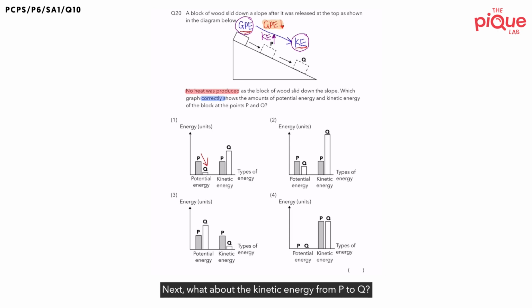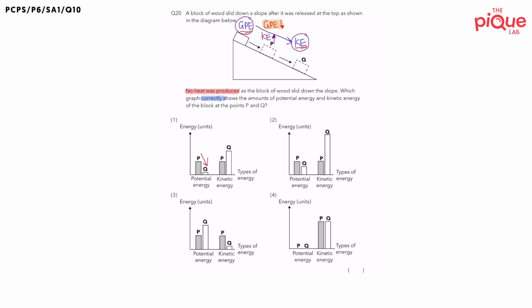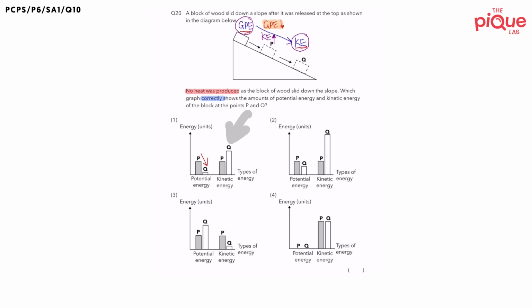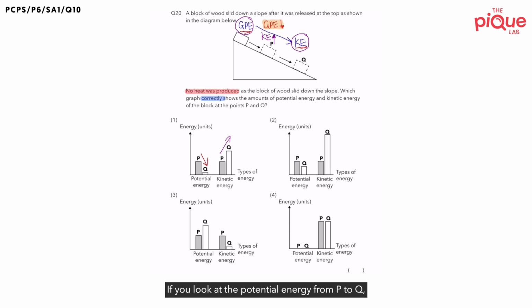Next, what about the kinetic energy from P to Q? This time, what happened to the kinetic energy? We can see the kinetic energy increased. So, let me write that out. Which means, is this possible? Yes, option 1 is a possible answer. But let's check option 2 next. Now, for option 2, same thing. If you look at the potential energy from P to Q, did it decrease?